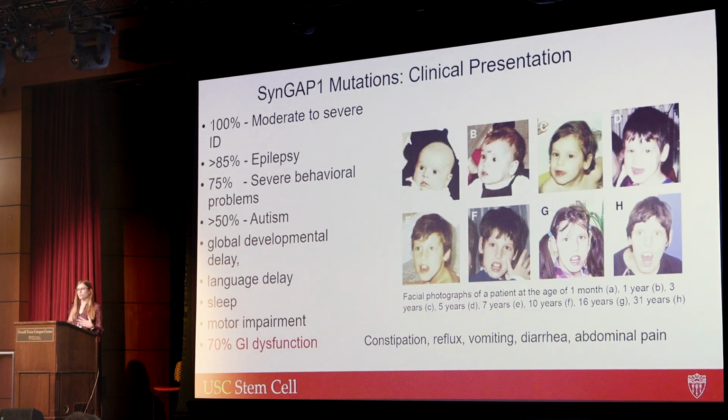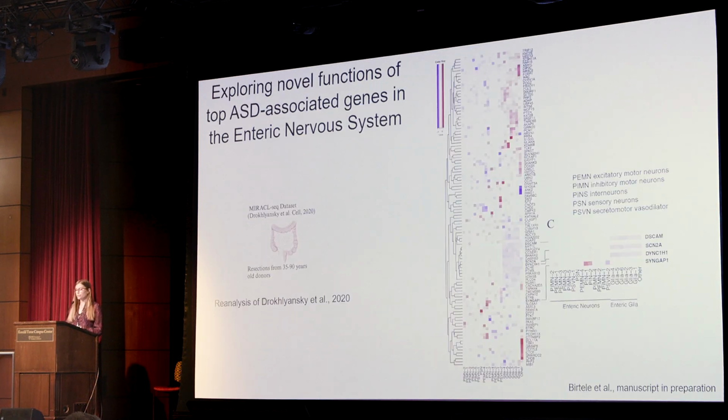And these projects mainly start from meeting the patients and also the caregivers, we really had the feedback that one of the most impairing issues for the patient is related to gastrointestinal dysfunction. And so, similar to the cortical project, I started to look at the expression of SYNGAP and all the top ASD-associated genes in the gut tissue.